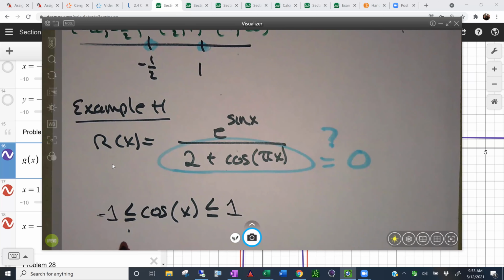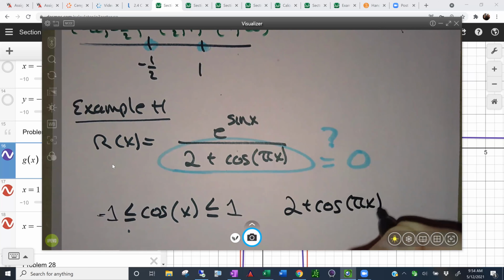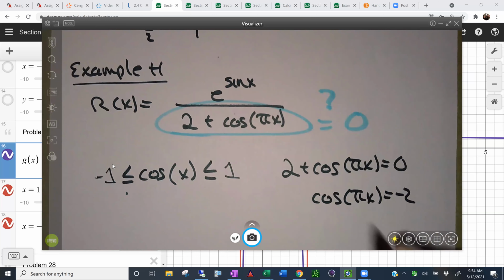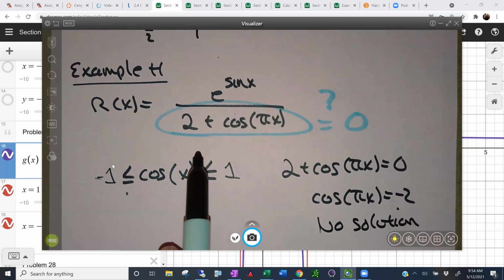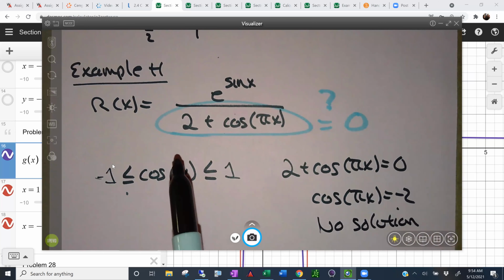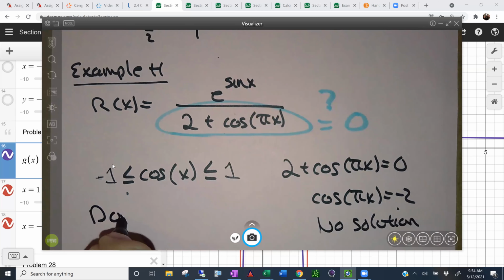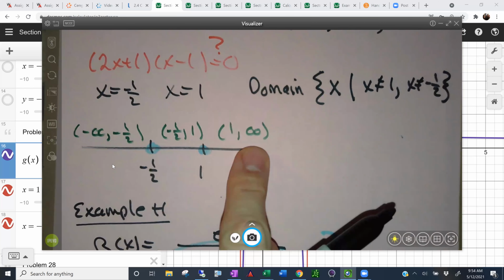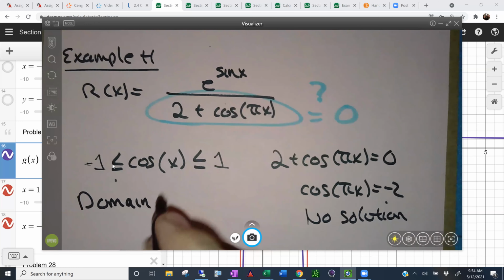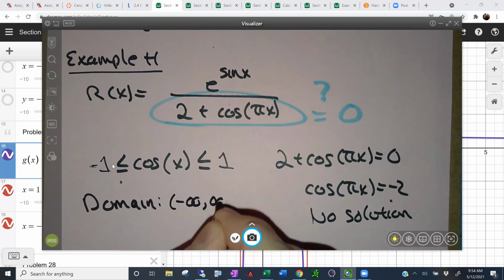So it's stuck there. So if you were solving 2 plus cosine of pi x equals 0, you'd be looking for a place where cosine of pi x is -2, and that just doesn't happen. There's no solution. So this function is never undefined. If it's never undefined, its domain doesn't have these gaps in it like this one does. Its domain is going to be everything. -infinity to infinity.